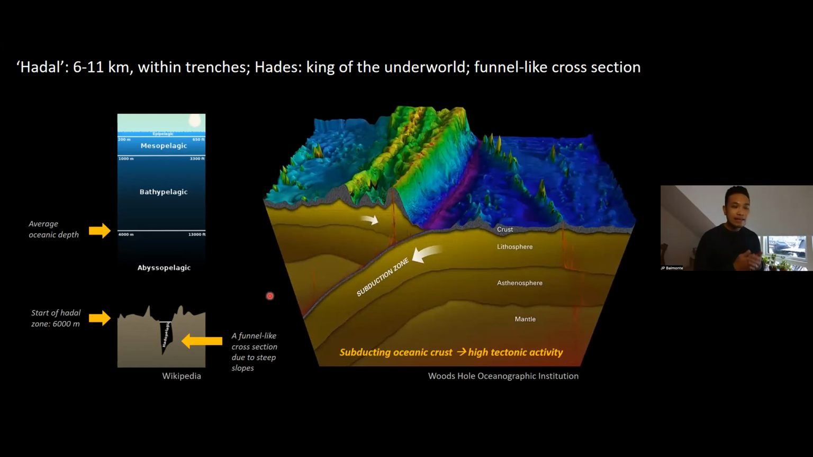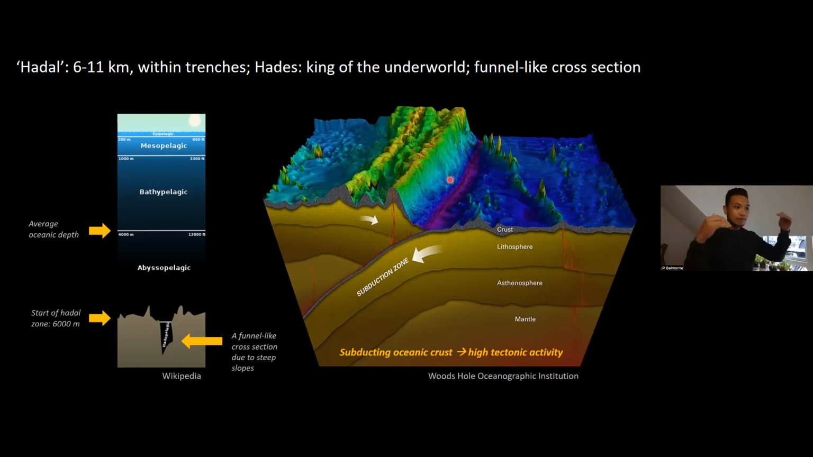And then these Hadal environments are formed when two continental plates collide and one of them subducts underneath the other one. So in these subduction zones, you see these fairly deep trenches, right? And we can get down all the way to 11,000 meters. And these are the Hadal trenches that we're going to be learning about in this talk.